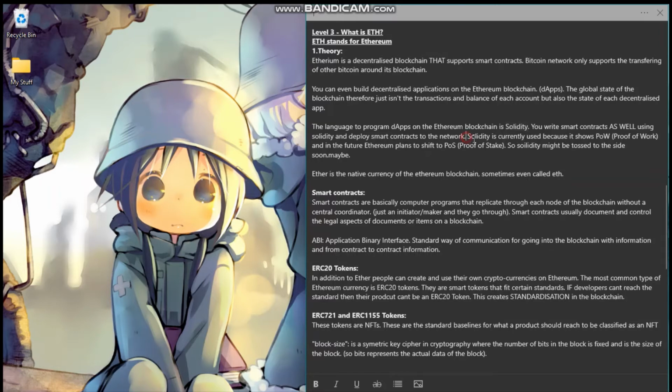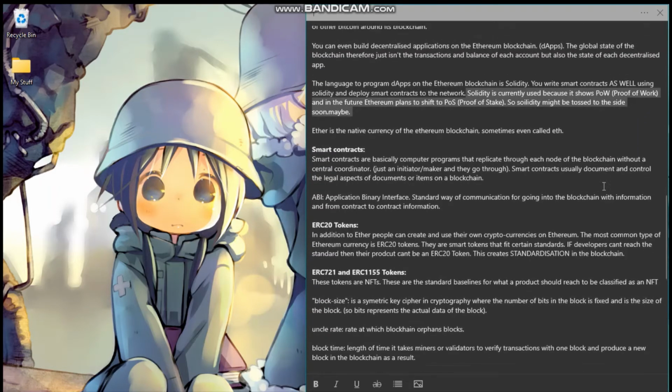Solidity is currently being used because Ethereum uses POW, which is proof of work. In the future, Ethereum plans to shift to POS, proof of stake. So Solidity might be tossed aside soon, maybe. It's a big maybe, but it might. I think it probably will, which won't be too big of a loss, but it might.